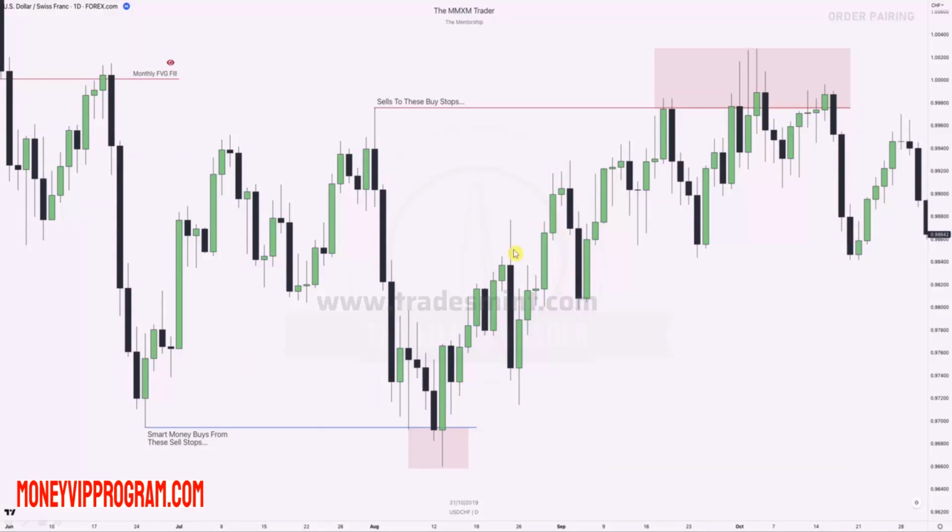So where do they sell their buy stops? They sell it above market price, right? So we have that monthly fair value gap fill over here. Buy stops are resting above this high. They push price up and then they offload their buy orders from these sell stops into these buy stops over here.